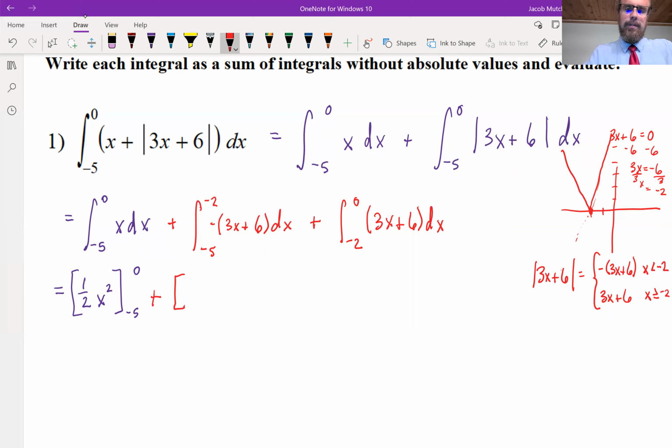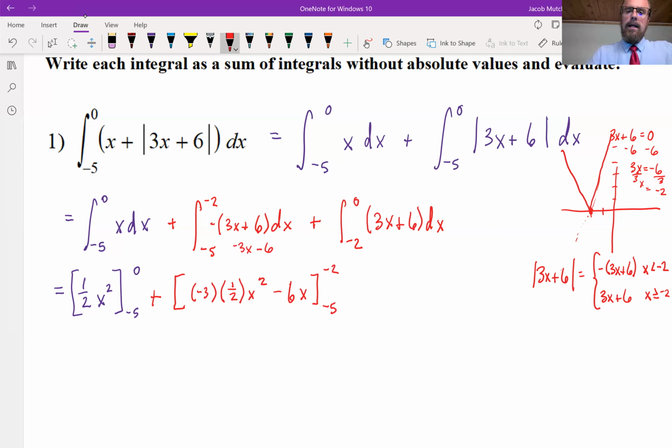So I can think of this as -3x minus 6 if I distribute that negative. So for the first one, it's going to be -3 times 1/2, this is the antiderivative, x squared, minus 6x. And again, that's going to evaluate from -5 to -2.